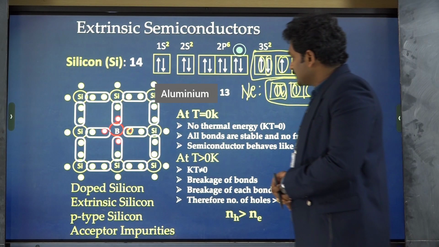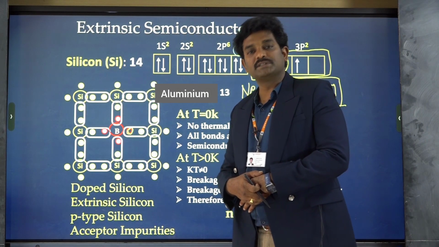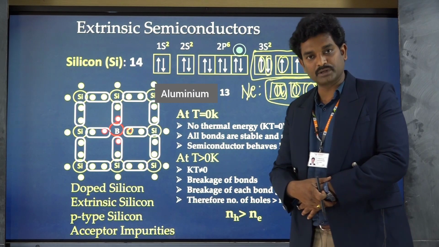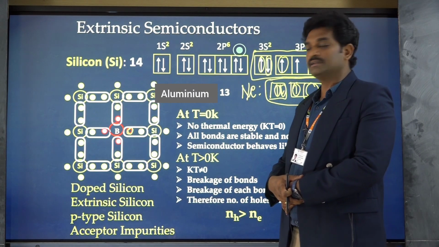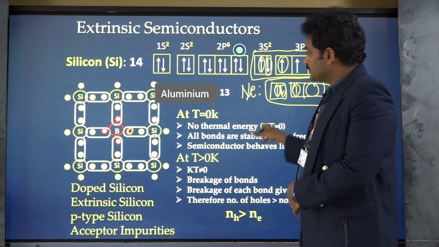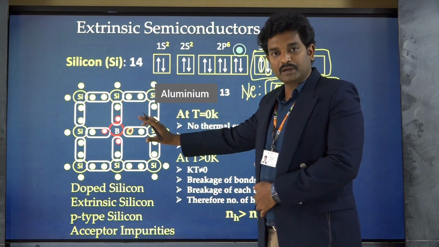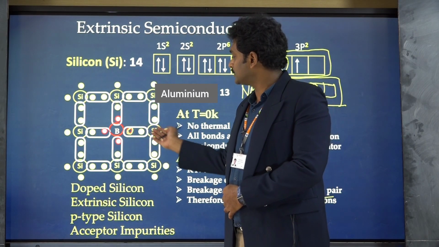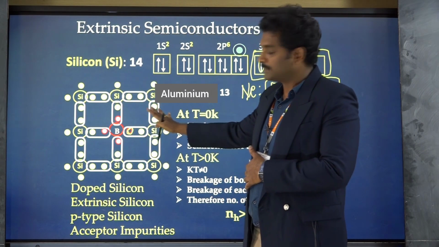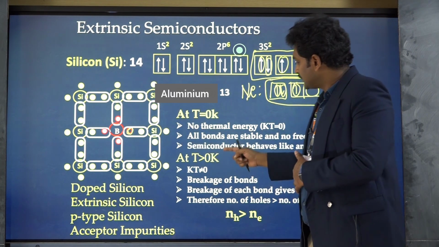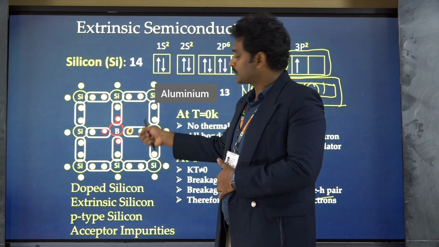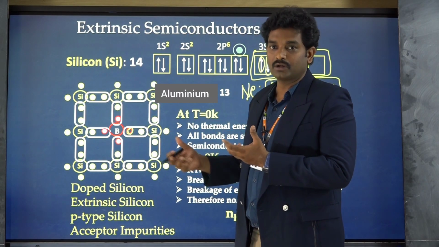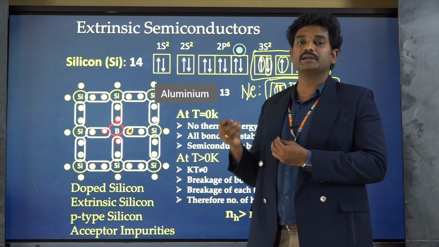Now again, the story is the same for the behavior of these p-type semiconductors at T equal to 0 Kelvin or T greater than 0 Kelvin. What happens at T equal to 0 Kelvin? Thermal energy is 0. So there is no supply of thermal energy to this p-type semiconductor, there is no breakage of bonds, and there is no movement of charges. So this material behaves like an insulator. At slightly higher temperatures, the bonds break and electron-hole pairs are produced, and they participate in conduction. Then they don't behave like an insulator, they behave like a semiconductor.